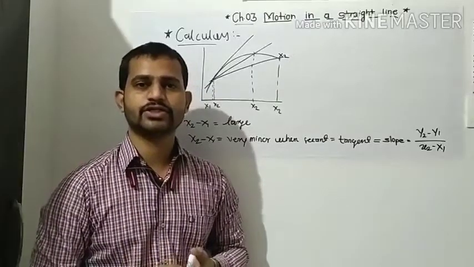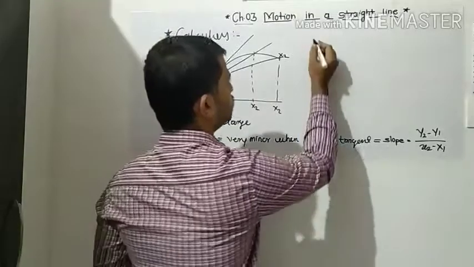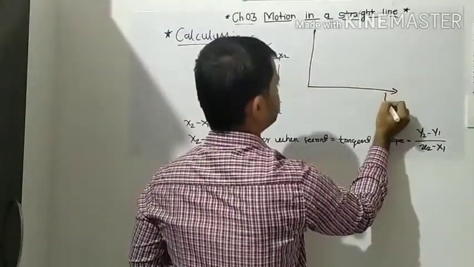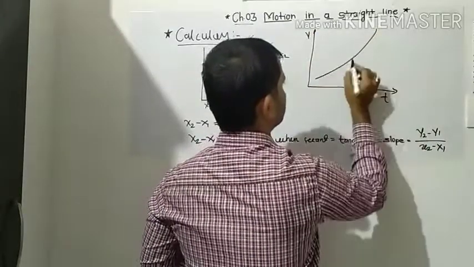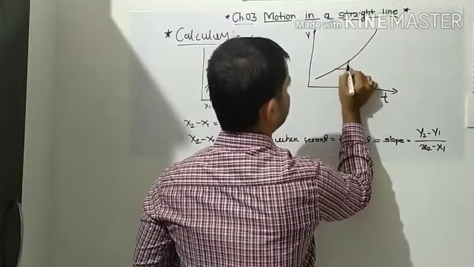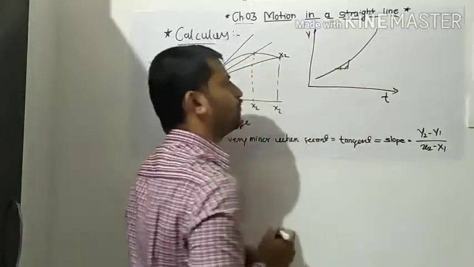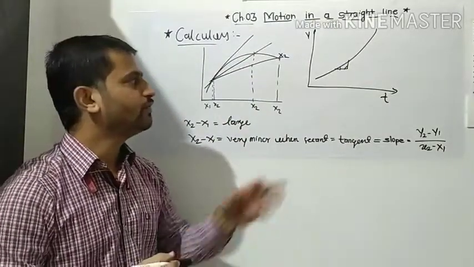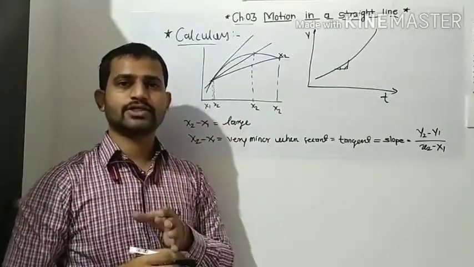Suppose we have a VT curve, and in that VT curve we have to find the slope. Then in this slope, which value are we getting? We are getting the acceleration. So when we find the slope in the VT curve, we are getting the value of the acceleration.